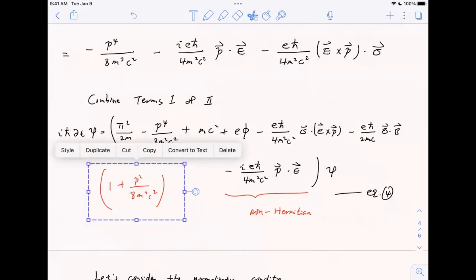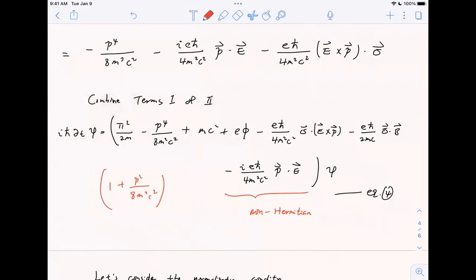Which term? Just give me one. 1, 2, 3, 4, 5, 6, 7. Give me a number. Which term do we need to take care of in the commutator?